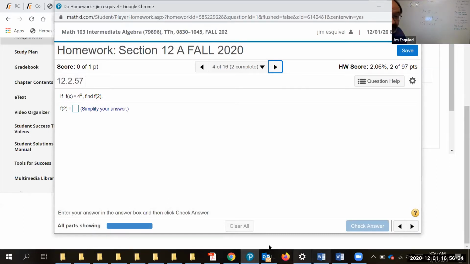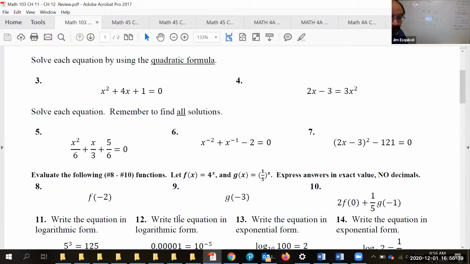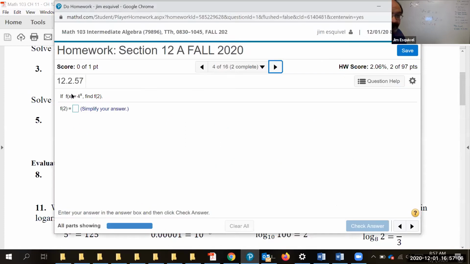Real quick, if we look at the review sheet, when you get to these 3 questions, 8, 9, and 10, they are these 2 functions, f of x and g of x. F of x is 4 to the x. G of x is 1/5 to the x, that fraction. And you have to express it in exact value, no decimals. So this is exactly what's happening in this question right here. F of x is 4 to the x, and all they want you to do is find f of 2.